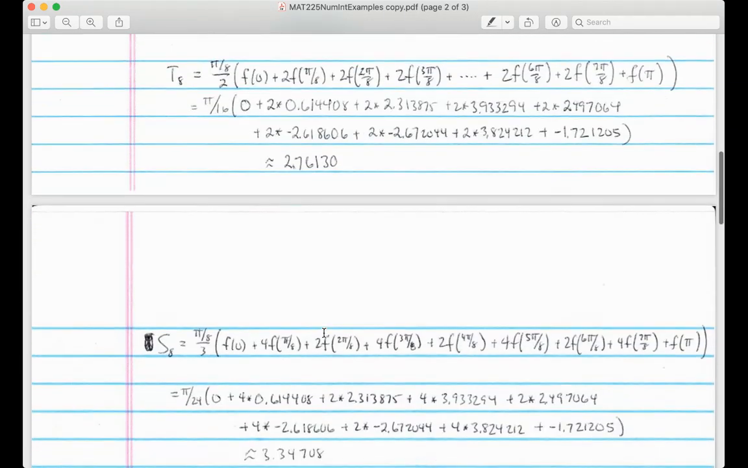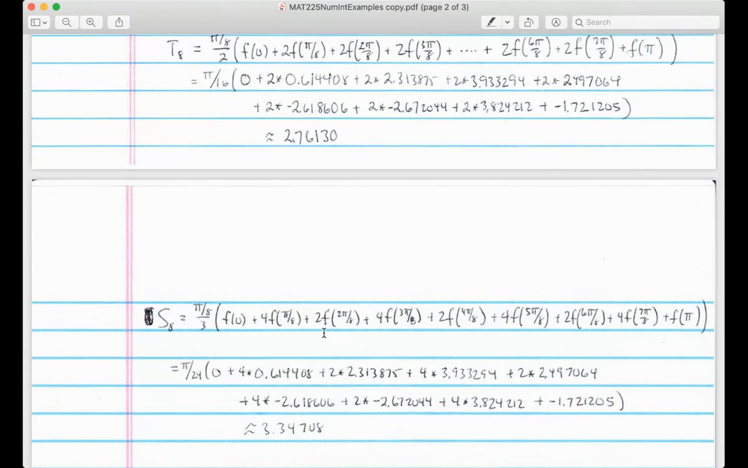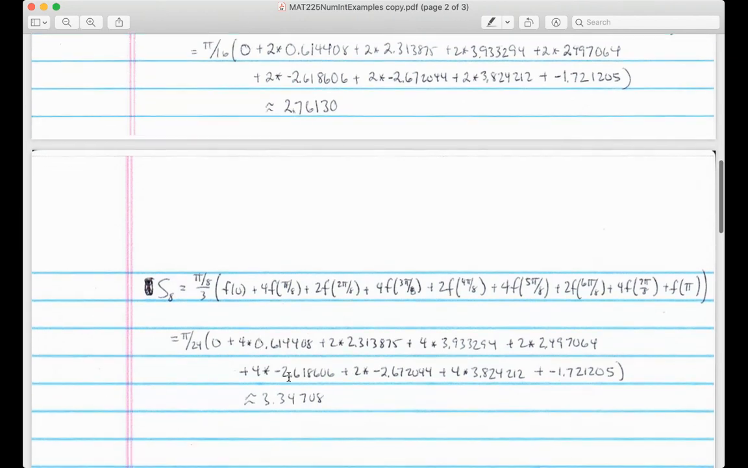And then finally, for this example, the Simpson's approximation, we get delta x over 3, and then I just replace the 2's for the odd numbered endpoints with 4's. And so I wind up multiplying some of these outputs by 4 instead of 2, and I'm dividing by 24 instead of 16. And you can see I get a rather different answer again, 3.347, roughly speaking. So this is an example where we get a great deal of disagreement among our 3 approximations.